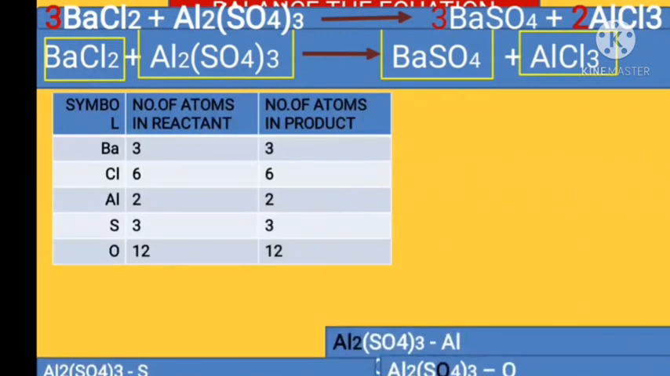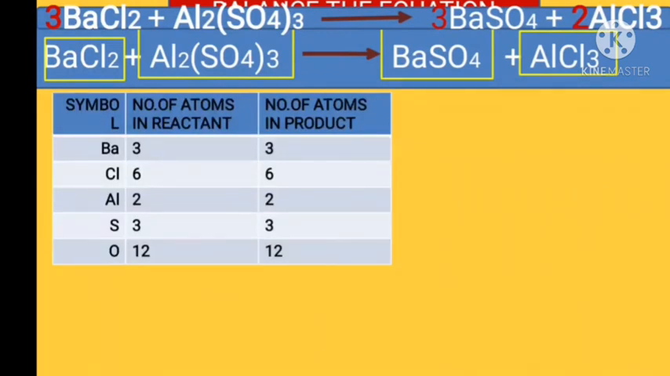So let us check the number of atoms in our reactant and product. Barium we have 3 here. Right hand side also 3. Chlorine 6. Here also we have 2 AlCl3, so 6. Aluminium Al2, 2. Here 2 Al. Sulfur here you have 3. Here also we have 3 barium sulfate, so 3 S. And oxygen here 12, there also 12. So this equation is now balanced.